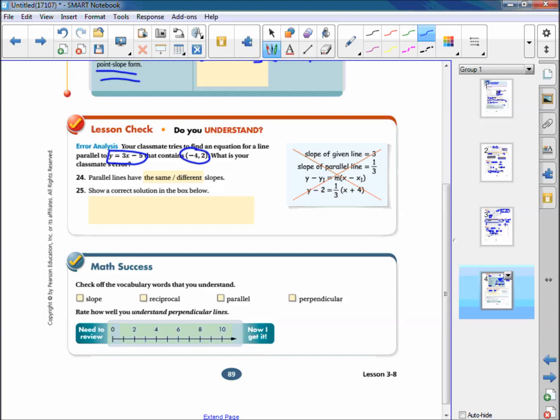So they said the slope of the given line was 3, so this is correct. But the slope of the parallel line, not so much. Should be the same, so it should have been +3. So parallel lines have the same slopes.